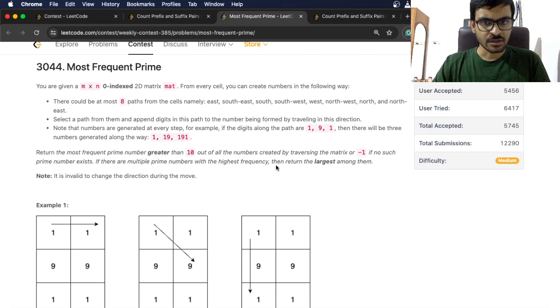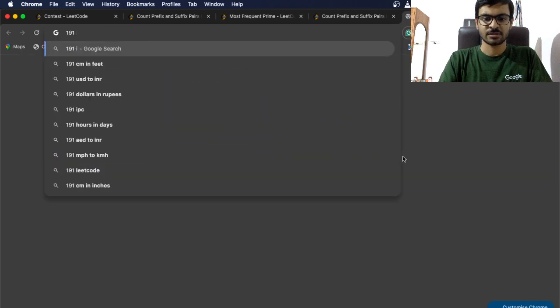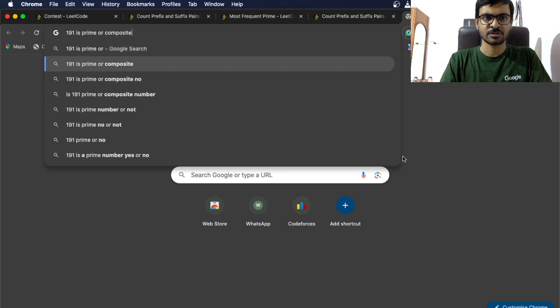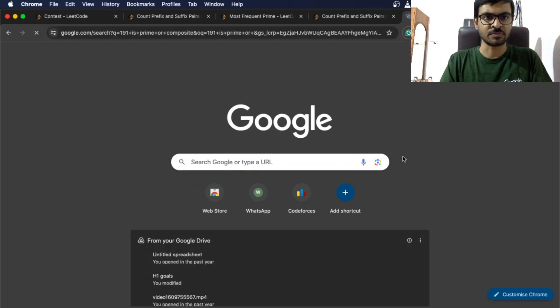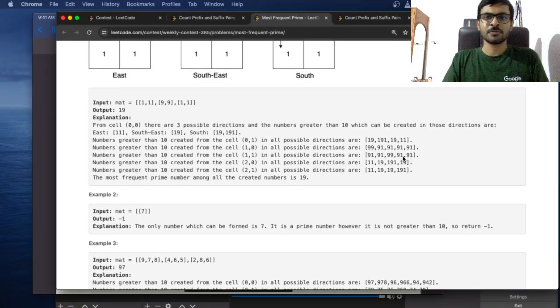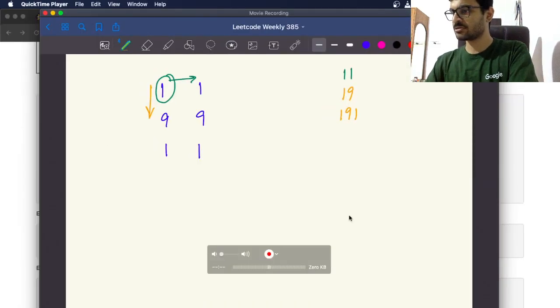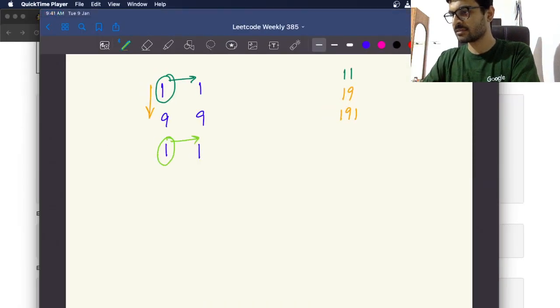191 should be a prime number, I think. Is it or is it not? Let us search it. 191 is prime or not? Prime or composite? 191 is a prime number. Prime quadruple. That's good. So 191 is also found.